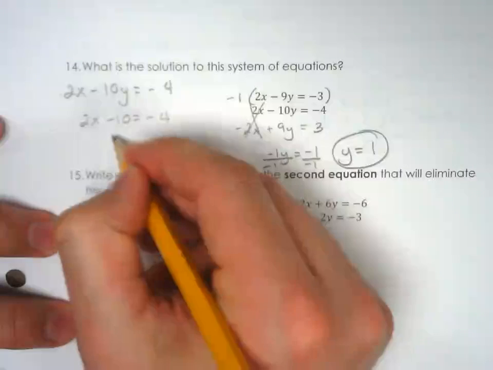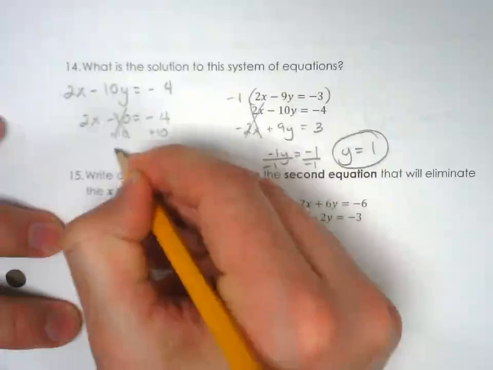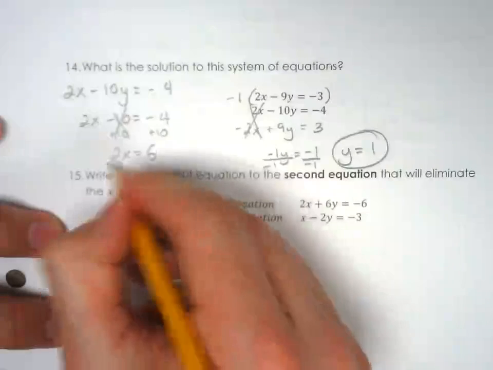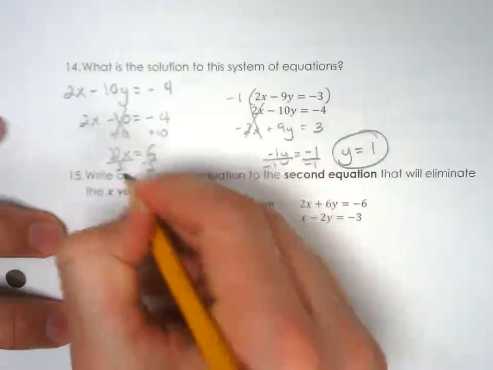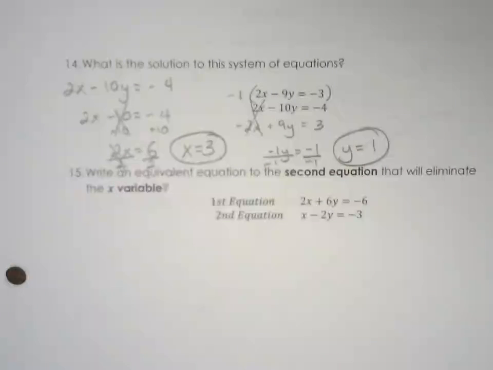And then from there, it's a two-step equation. I'm going to add 10, that's gone. I'm left with 2x equals 6, and then I divide both sides by 2, x equals 3. Again, very basic system of equations there.